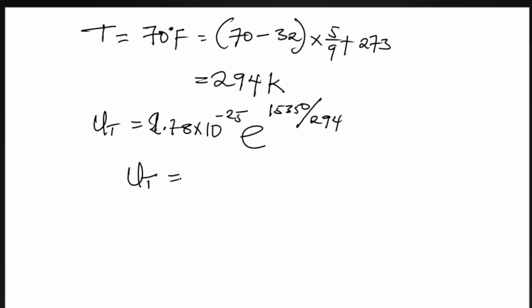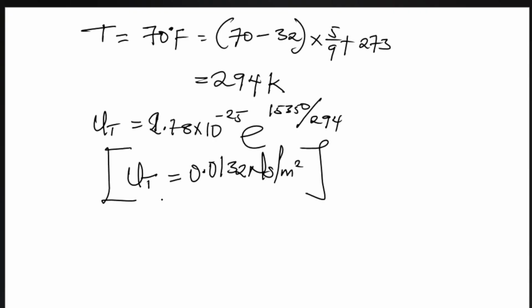And what I have here is 0.0132 Newton seconds per meter square. Always add your unit. If you add your unit, you are telling the examiner that this is the value for your dynamic viscosity.